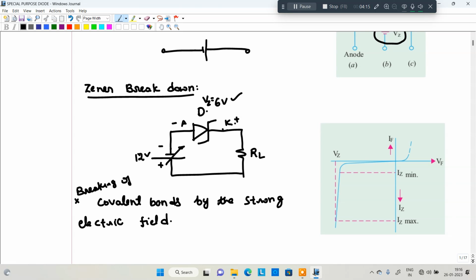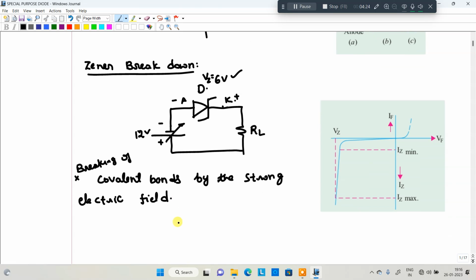So there is no damage to the diode. It is designed like that, heavily doped, in the case of the P and N junction. Whenever you apply a voltage more than the Zener voltage, the Zener breakdown occurs. Zener breakdown means covalent bonds breaking by the strong electric field applied. So whenever a strong electric field is applied, the Zener diode is conducting. The actual value of VZ maintains a constant value. Even if you keep on increasing beyond 6 volt, the Zener voltage is 6 volt.